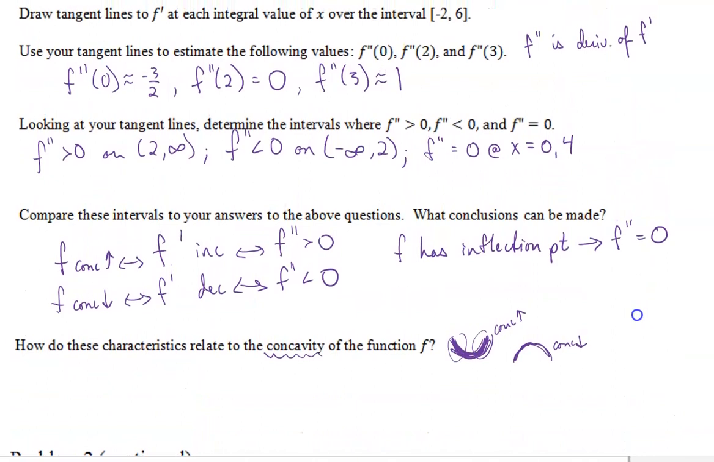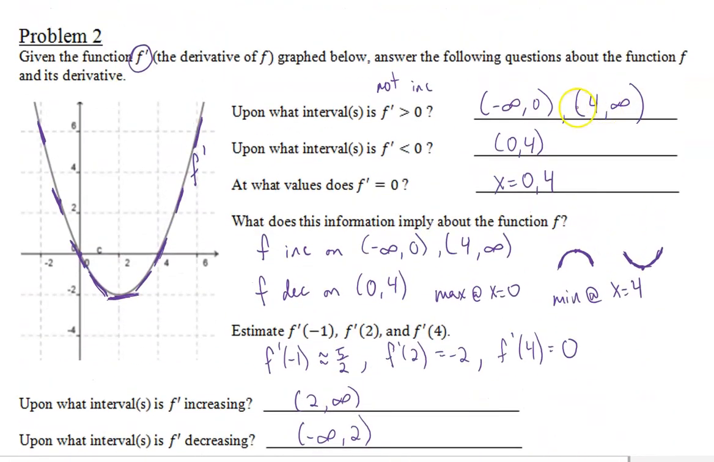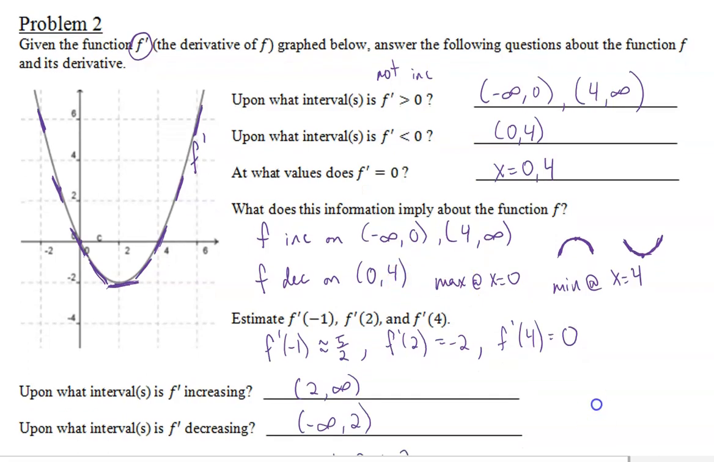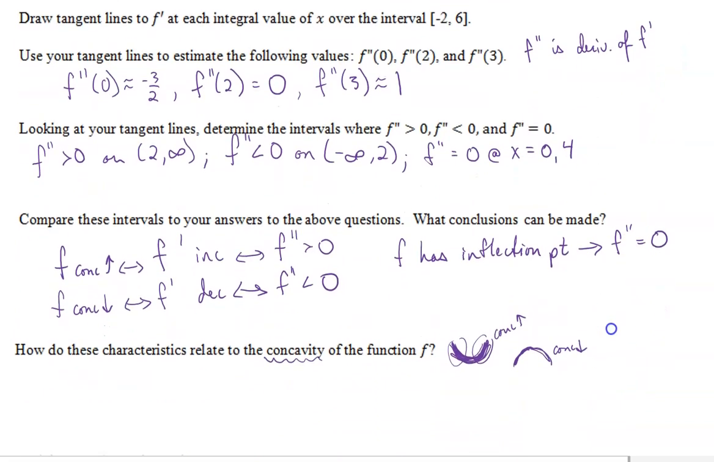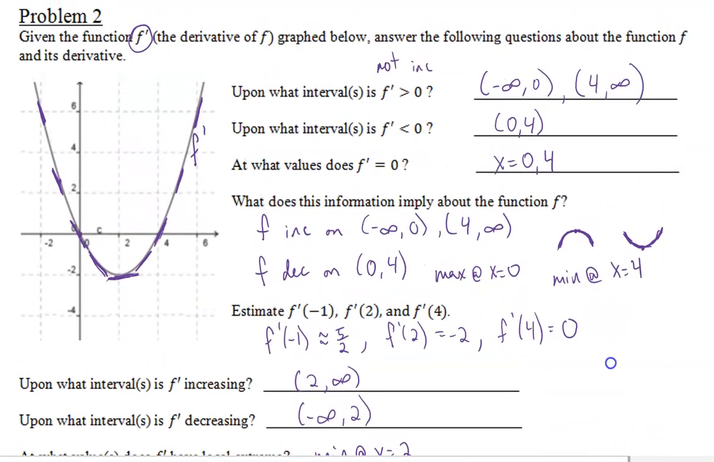Okay, we know that f is going to be concave up when f prime is positive, which is the intervals listed up here. We know that f is increasing on these intervals. Okay, so what do we know about f? We know that f is increasing on these intervals and decreasing from 0 to 4. We know that it has a max at 0 and a min at x equals 4.